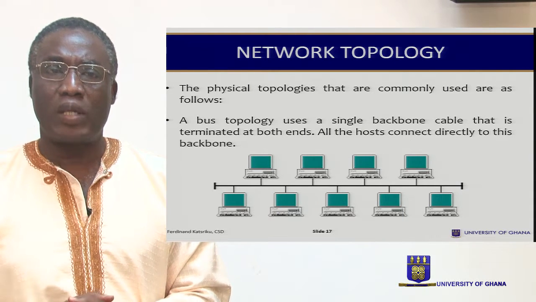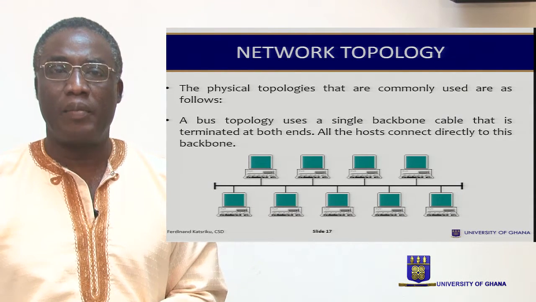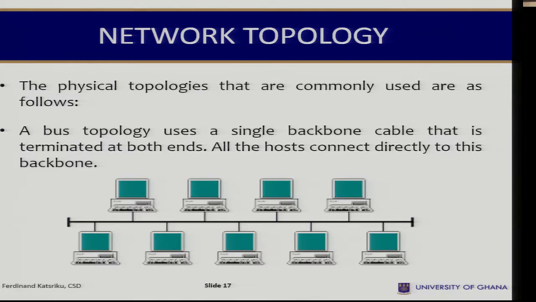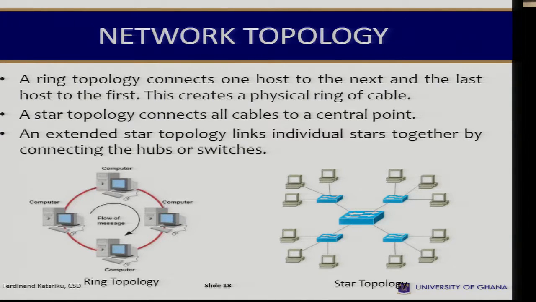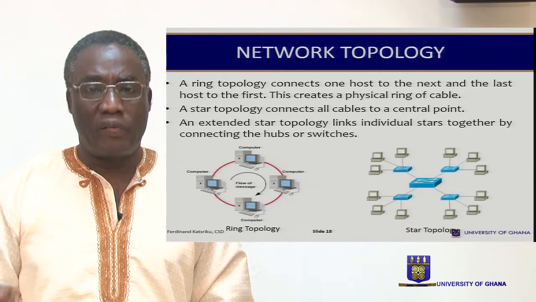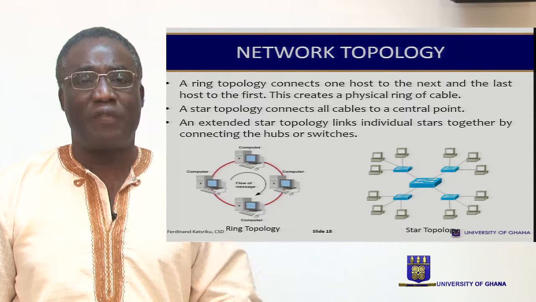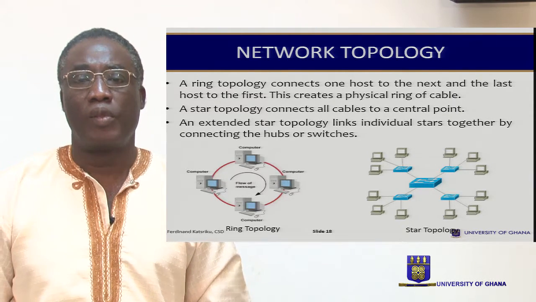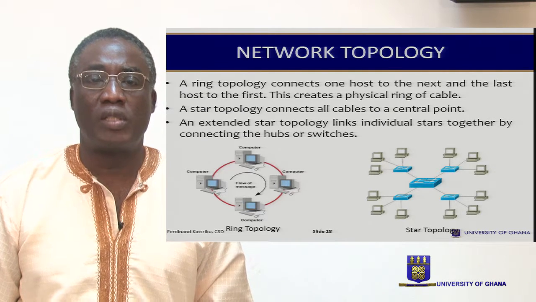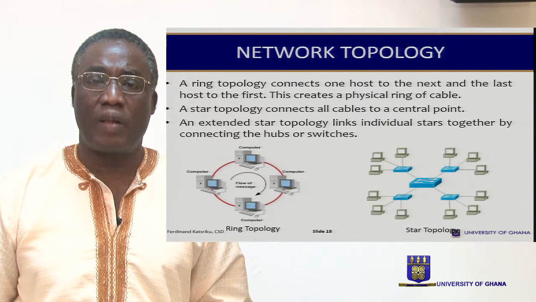And if someone wanted to sabotage your network, then they go and remove the terminator from it. So in this bus topology, all the hosts connect directly to this bus. Then there's a ring topology, which connects one host to the next and the last host to the first, so in the form of a ring. This creates a physical ring of a cable. Then you also have the star topology, which connects all cables to a central point.